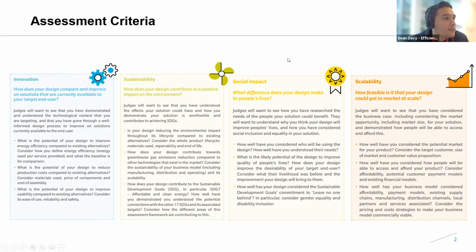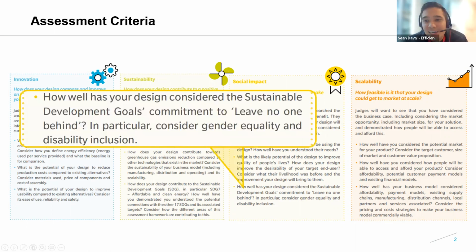Specifically, you'll want to address the question highlighted here. How well has your design considered the SDGs, commitment to leave no one behind, considering gender equality and disability inclusion? This is found in your challenge brief if you want to refer to it later, but just so you know. So today's session will focus on social inclusion, why it's important, how one can begin to understand the needs of different people and consider them in design and uptake of technologies, and finally, what considering social inclusion in design looks like.